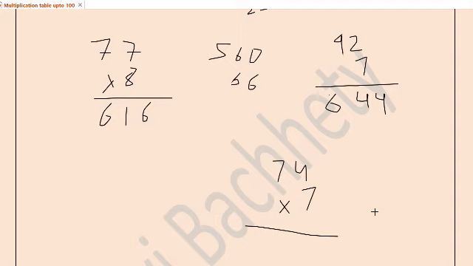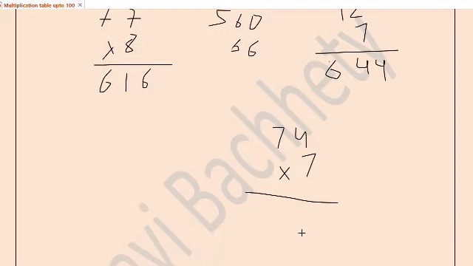Okay, time over. The answer should be 518. Let us see. So assume 0 here, 70 sevens are 490 and 7 fours are 28, out of which 10 I gave to this 490 to make 500. So 28 minus 10 is 18. So it will be 518.